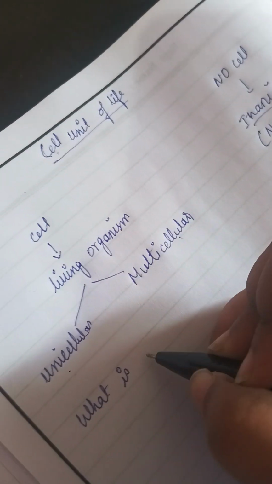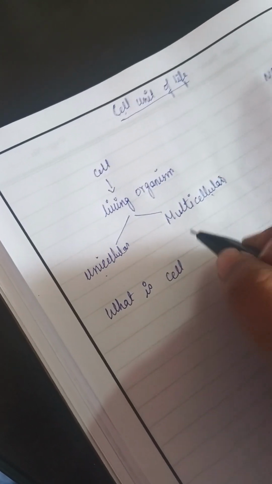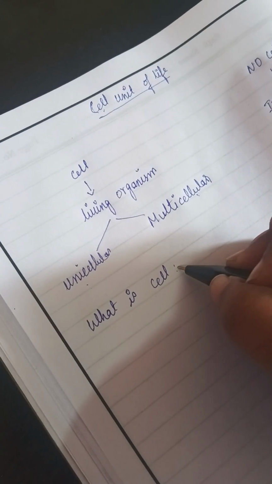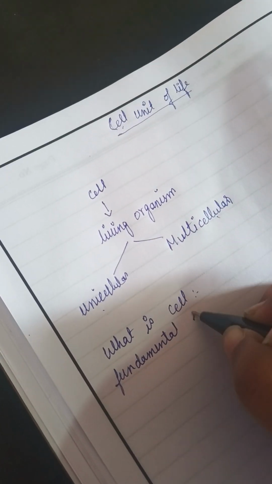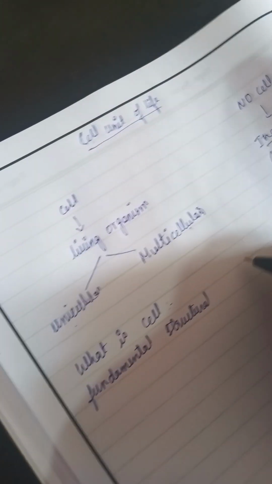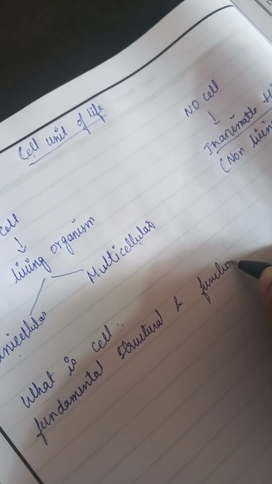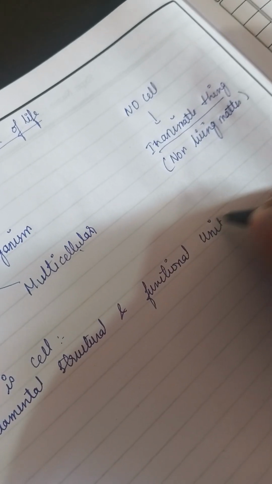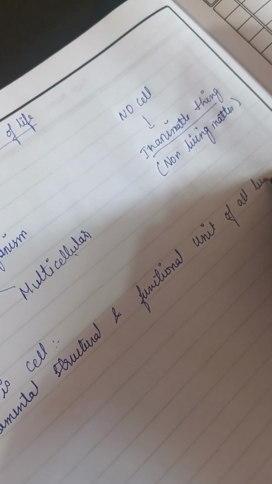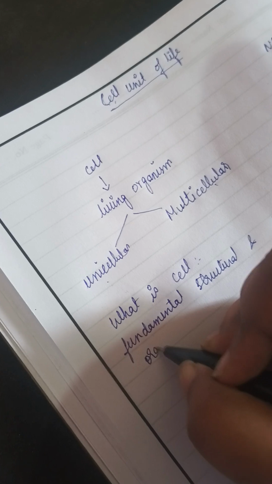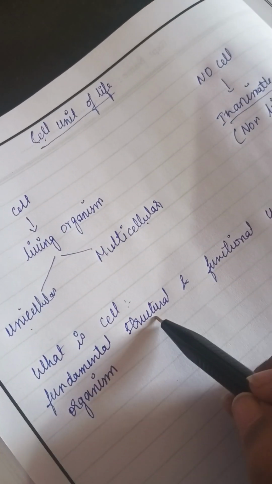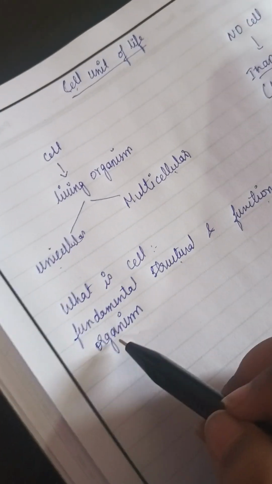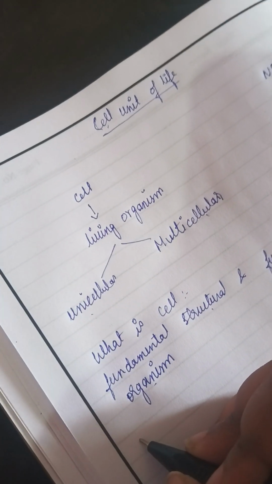What is a cell? A cell is nothing but a fundamental structural and functional unit of all living organisms. What is a cell? A cell is a fundamental structural and functional unit of all living organisms. So right now let us learn about the basics of cells.